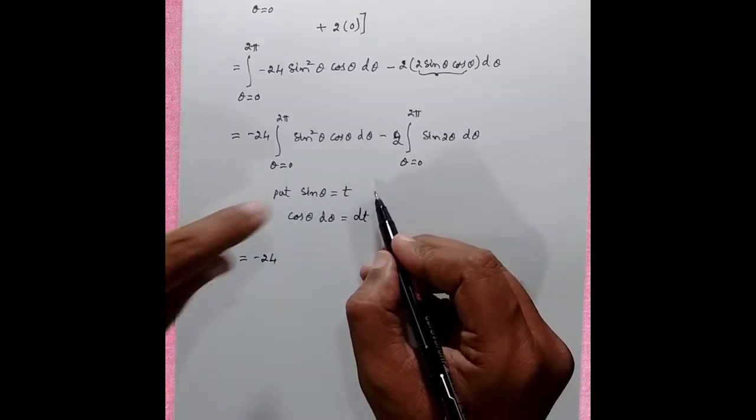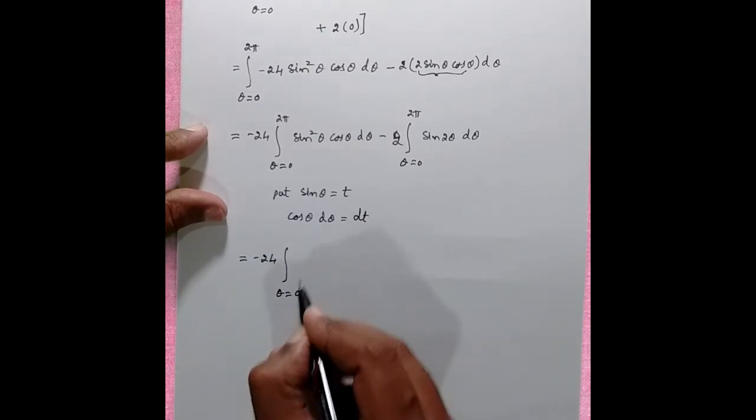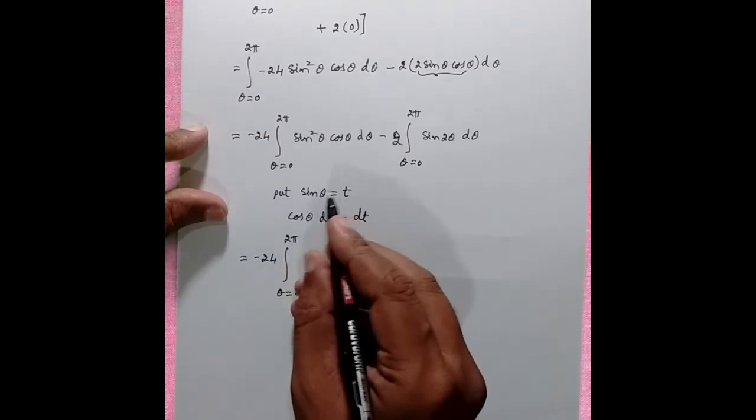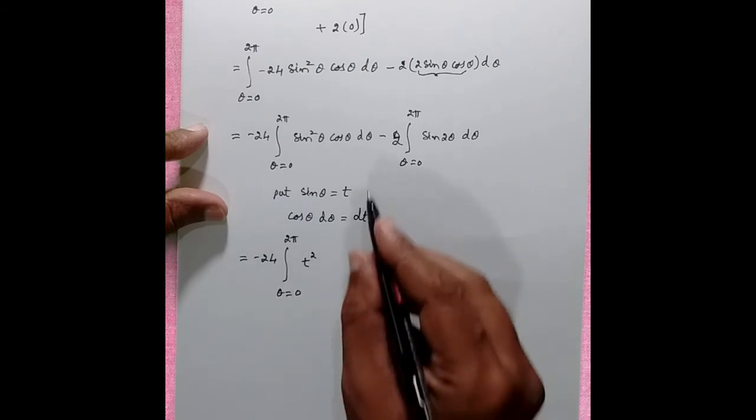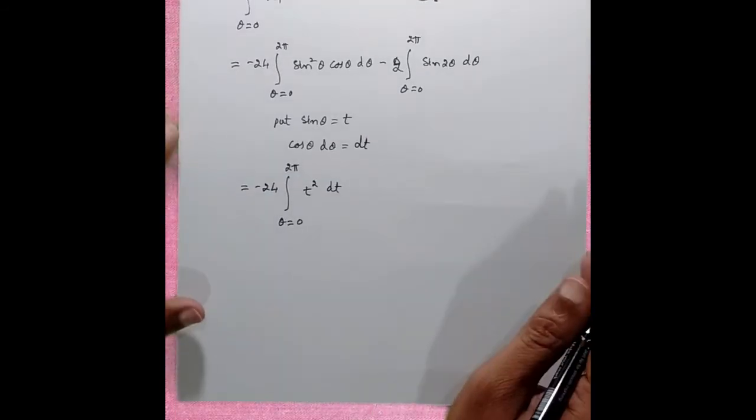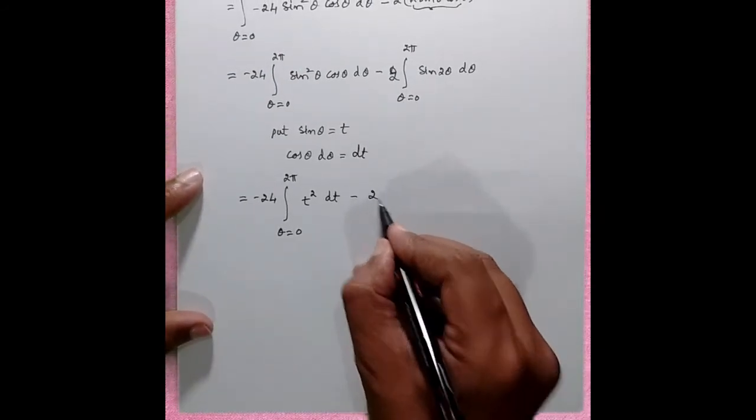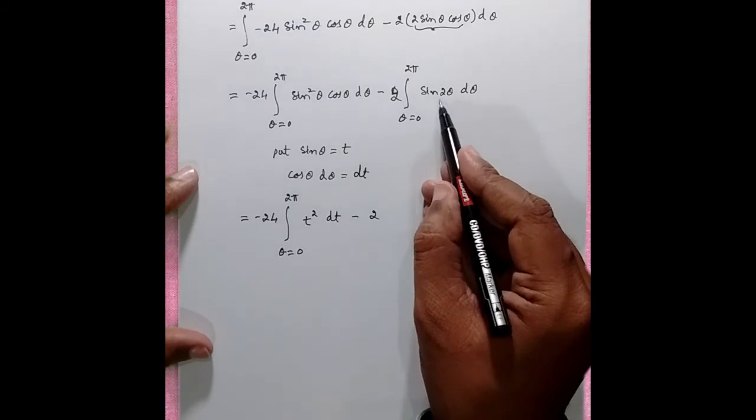If you want to change the limit values also, you can change or you can keep it as it is. So theta will be 0 to 2 pi. So sine theta is what? t. So we will be getting t square. What is cos theta d theta will be dt. So which will be equals to, and here it is minus of, you have 2 times of. So here you have sine theta.